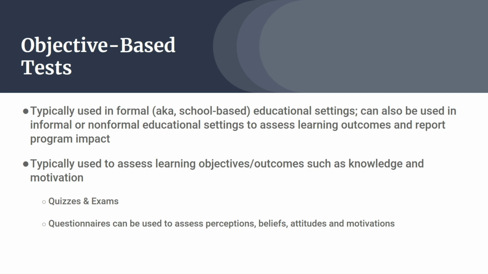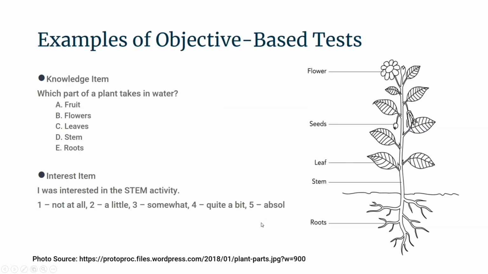And as we mentioned previously, these are very typical in education as quizzes or exams. And also questionnaires can be used to assess perceptions, beliefs, attitudes, and motivations. So that's something useful to keep in mind as you think about the social emotion categories or outcomes that you're after.